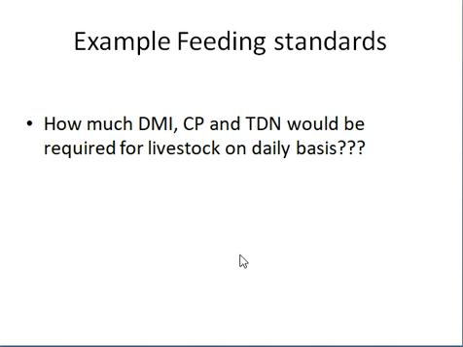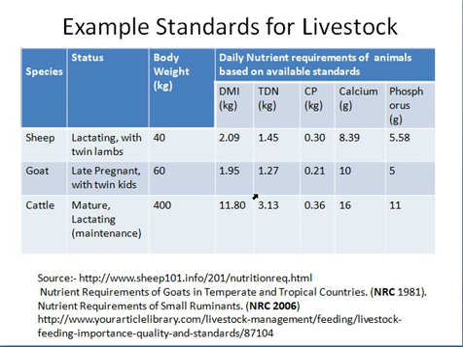So now we go to the real thing, feeding standards. What feeding standards are, and how they are set. I have quoted here one example of feeding standards, just giving three species. For instance, we have a sheep. She is lactating. Lactating means she is giving milk, breastfeeding her twin lambs. She has twin lambs.